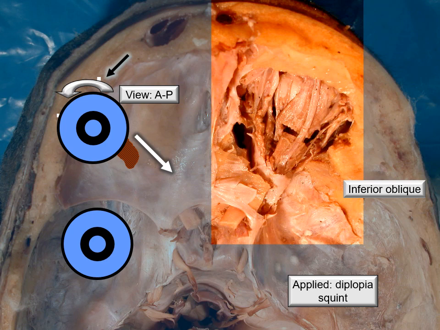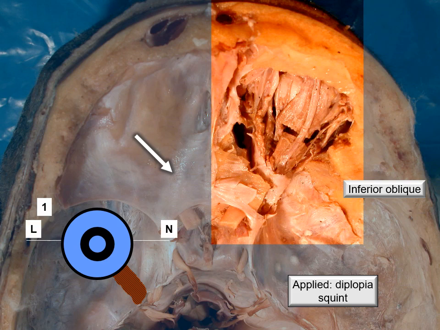As a result, the 12 o'clock position is brought to the 9 o'clock position, which is in contrast to what we saw earlier. This muscle causes extorsion. This movement of the 12 o'clock position of the cornea to the 9 o'clock position, as viewed from front, is known as extorsion.